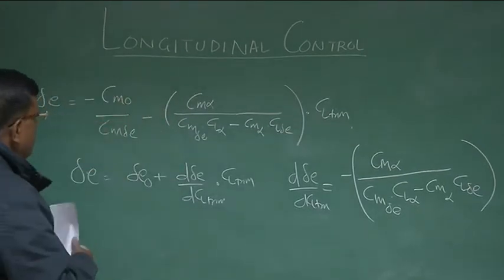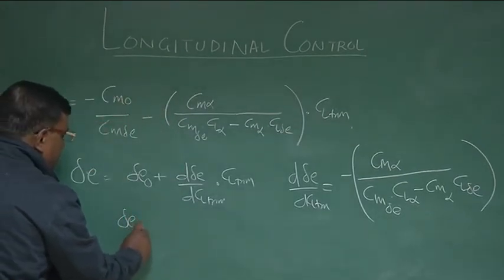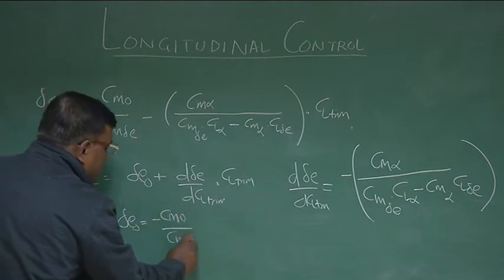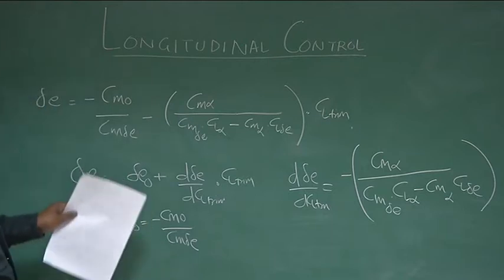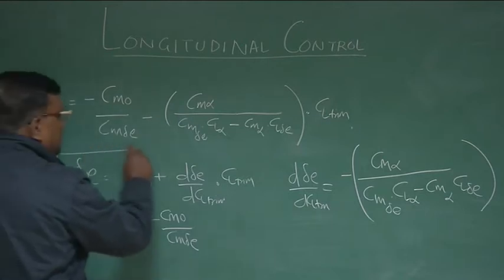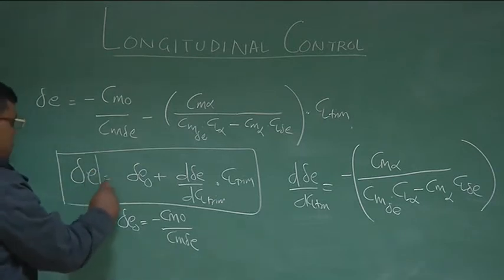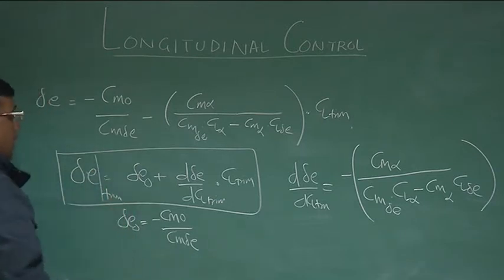What is delta E naught from this expression? Very simple, Cm naught by Cm delta E. So I have developed, or I am presenting, a neat expression where delta E equals delta E naught plus d delta E by d Cl trim into Cl trim. What is the meaning of this? This I call again trim because this is required.